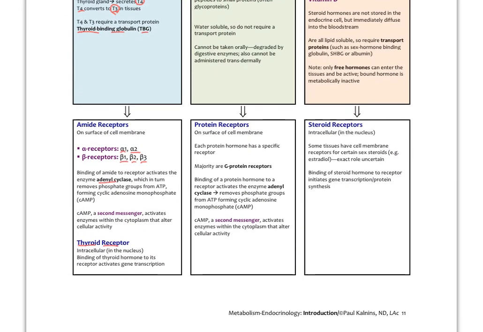They bind with protein receptors on cell membranes. These are typically G protein receptors. I'll review that here in just a second. And the binding of the hormone to the G protein initiates adenylyl cyclase again, and this stimulates intracellular signaling. And so that is the G protein.